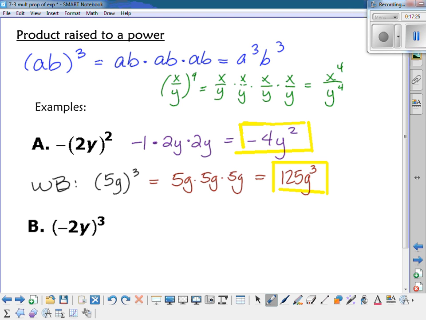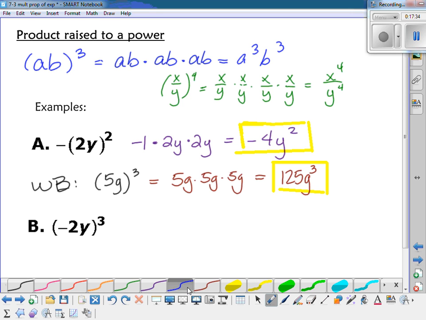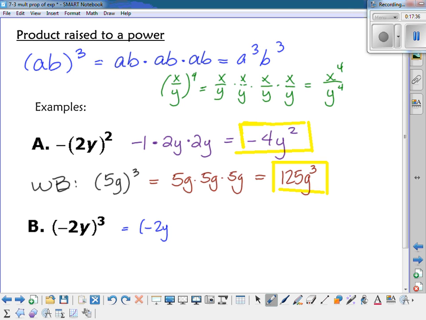All right, so for example B, now my negative sign is inside the parentheses. That means that's part of my base. So I've got -2y times -2y times -2y. So -2 times -2 times -2 is -8, and then we have y cubed. So remember, when the negative sign's in the parentheses, it's part of the base.